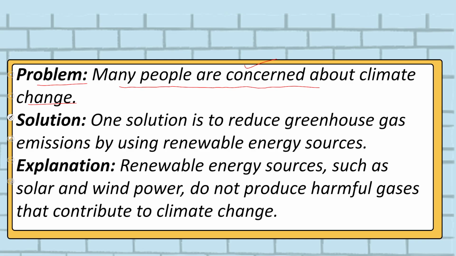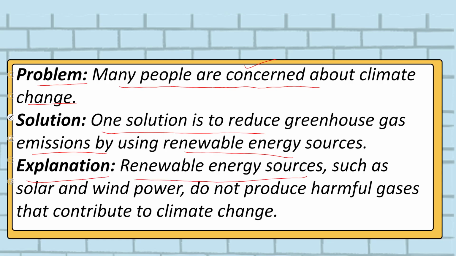Now, what's the solution for that? So one solution is to reduce greenhouse gas emissions by using renewable energy sources. This is a solution that we reduce the greenhouse gases and try to find an alternative or any substitute. And in that case, it is renewable energy sources. There are a lot of different options available in the market, and we can spend on it and eradicate that problem of climate change. And now the explanation.